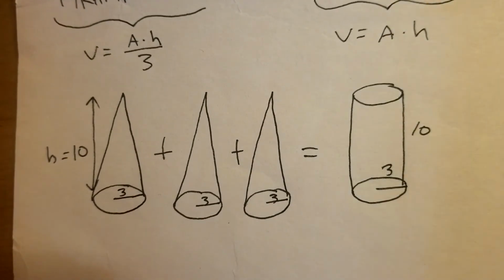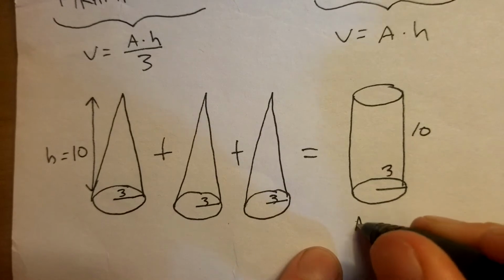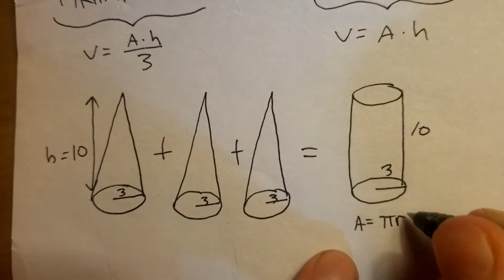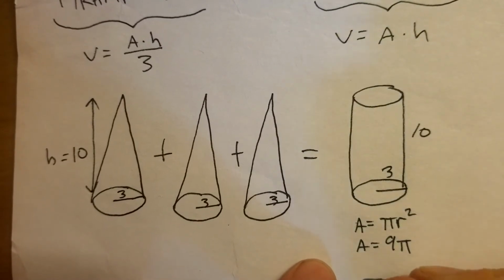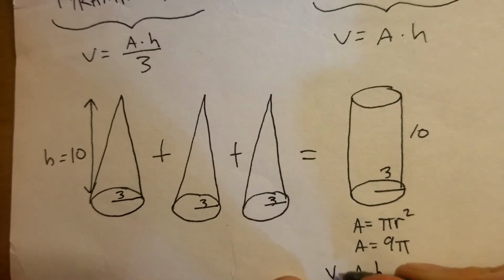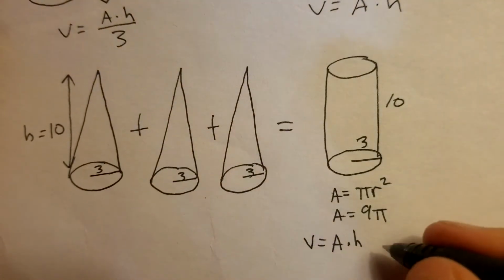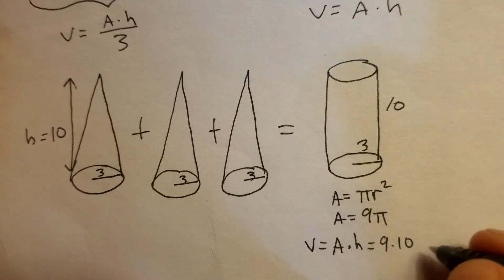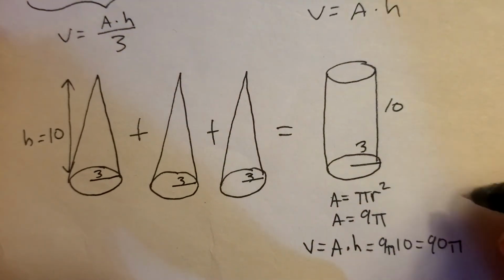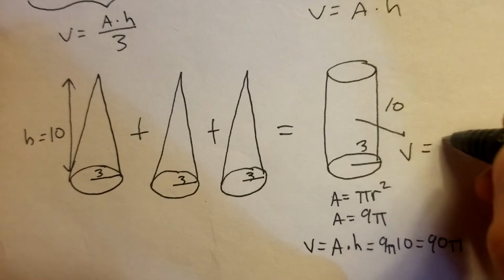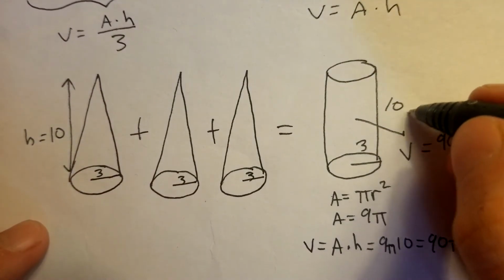If you wanted to solve for the actual volume here, you would find the area of the base, which is pi r squared, which in this case is 9 pi. That would get multiplied to the height to find the volume. So that would be 9 pi times 10, which would be 90 pi. So the volume of this is 90 pi. We'll call it inches.